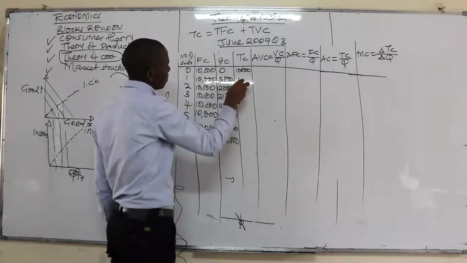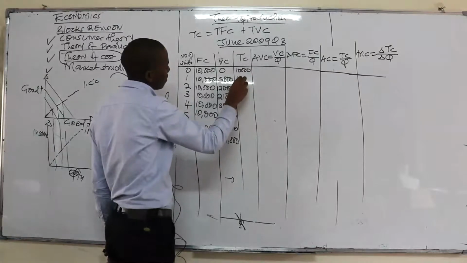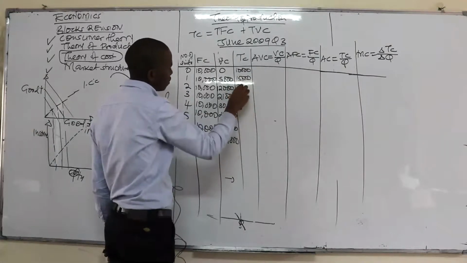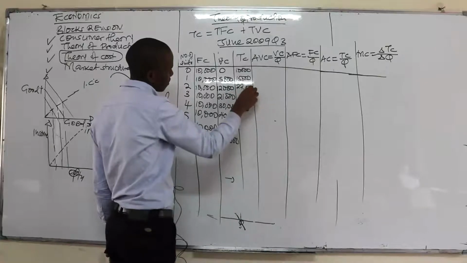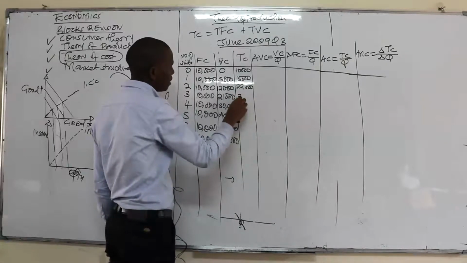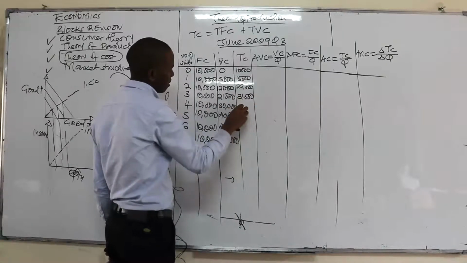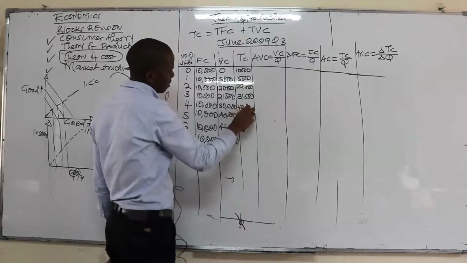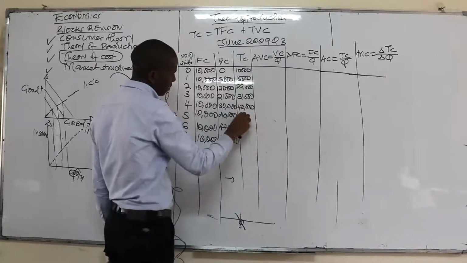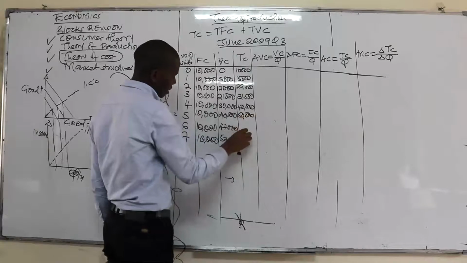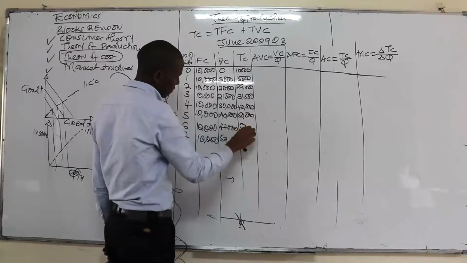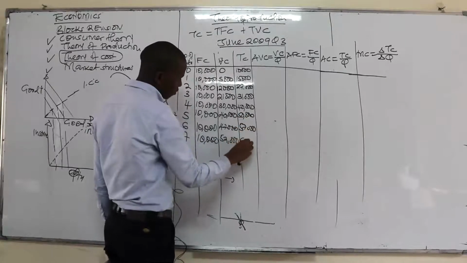So now the total cost will be 10,000, then 15,000, 22,000, 31,000, 40,000, 50,000, and 57,000.